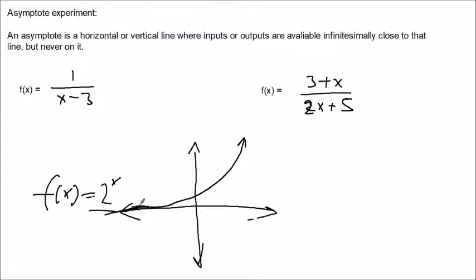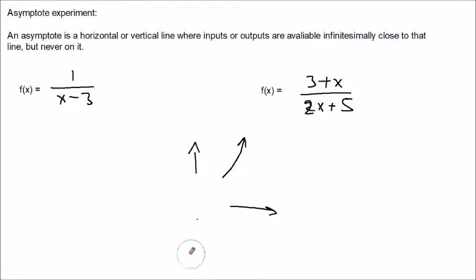Now, as you can see in here, it reaches really close, but it never actually touches the 0 line. Never actually touches y equals 0. So y equals 0 is a horizontal asymptote of this function, and there's no asymptote for the vertical because it goes to infinity. But it never actually touches 0, even though it reaches infinitesimally close to 0.